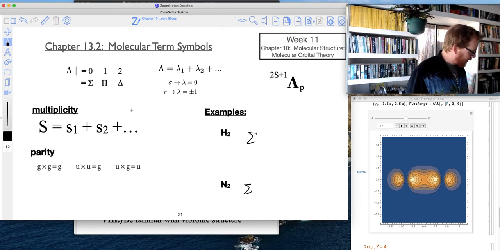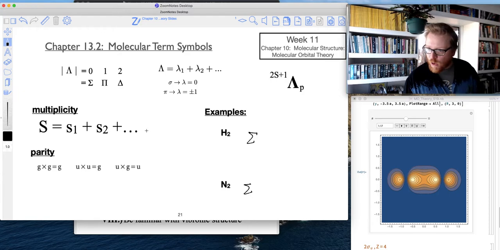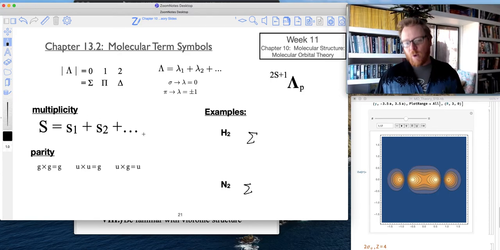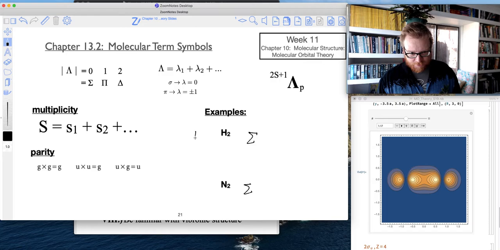So for example, with H2, without even really going and adding up all of those electrons, we do it in the exact same way we did with atoms. What I hope you recognize is H2 has 2 electrons in the 1 sigma G2, and in its ground state, they're paired up. That means it has to be a singlet state.